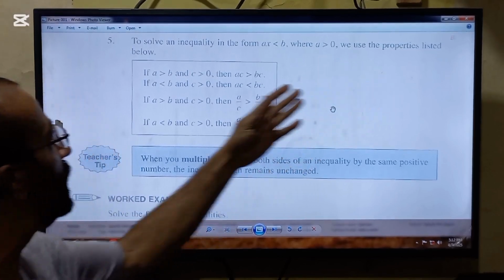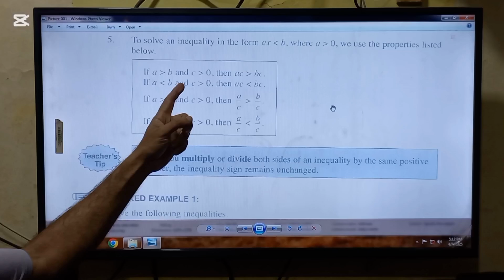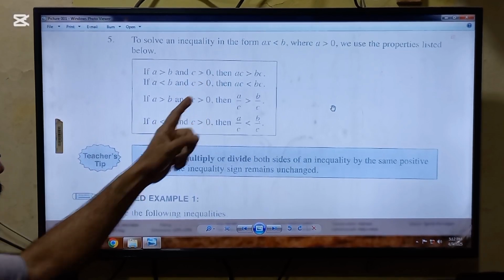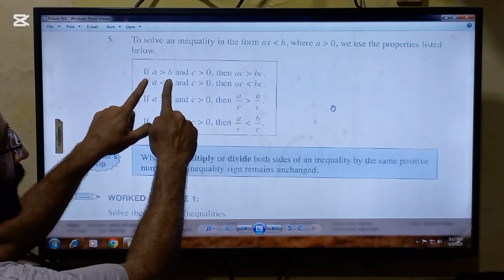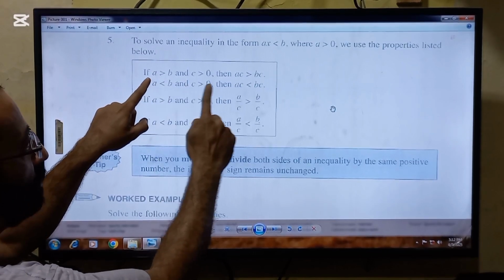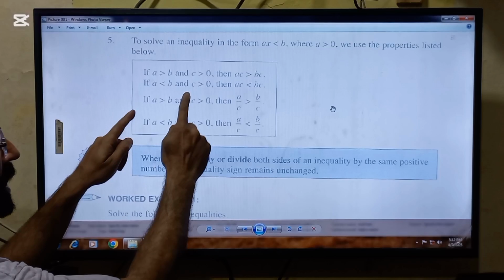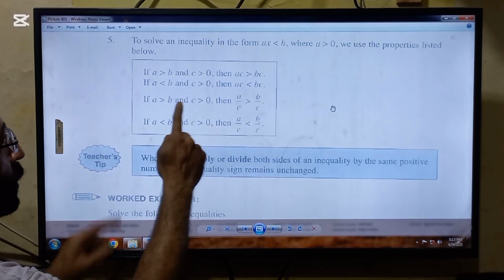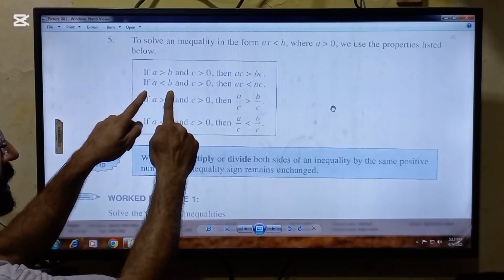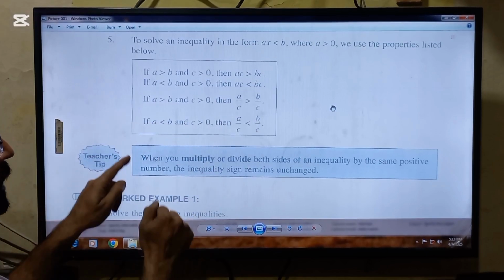We use the properties listed below. If a is greater than b and c is greater than 0, multiply both sides with c. So ac will be greater than bc. If a is lesser than b and c is greater than 0, multiply both sides with c. So ac will be lesser than bc.